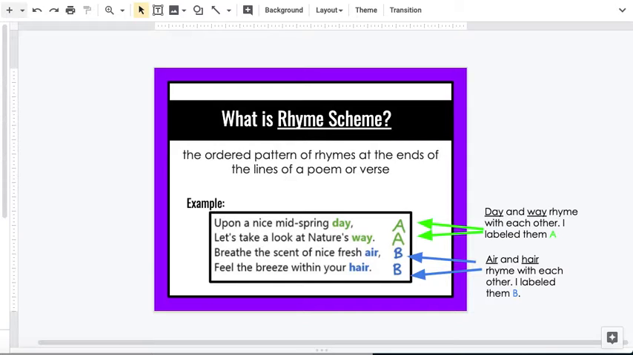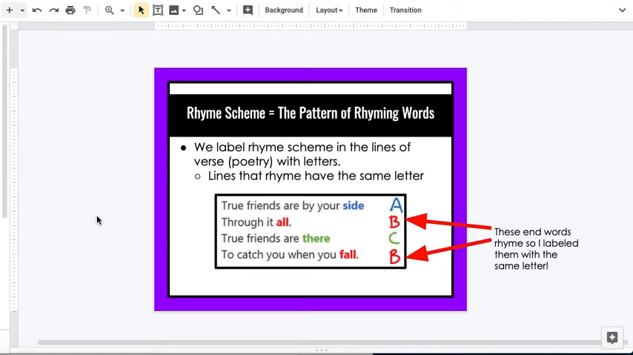With rhyme scheme, we're looking at the ends of the lines of the poem to see what words rhyme. Day and way rhyme with each other, so I labeled those both A. Air and hair rhyme with each other, so I labeled them B. Let's look at another poem. Rhyme scheme equals the pattern of rhyming words. We label rhyme scheme in the lines of verse or poetry with letters. Lines that rhyme have the same letter.